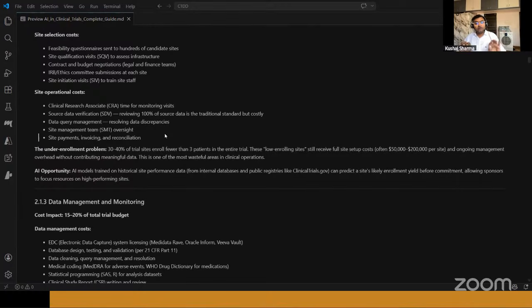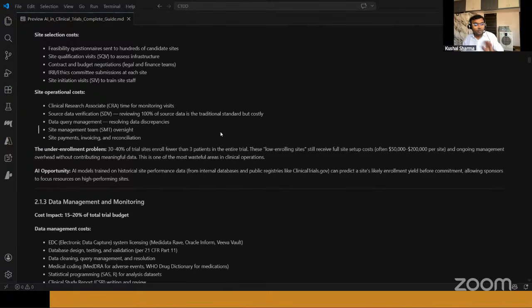The under-enrollment problem: 30 to 40% of trial sites enroll fewer than 3 patients in the entire trial. These low-enrolling sites still receive full site setup cost, which is often $50,000 to $200,000 per site, and ongoing management overhead without contributing meaningful data. So this is one of the most wasteful areas in clinical operations.